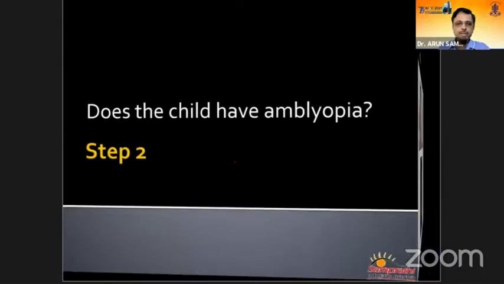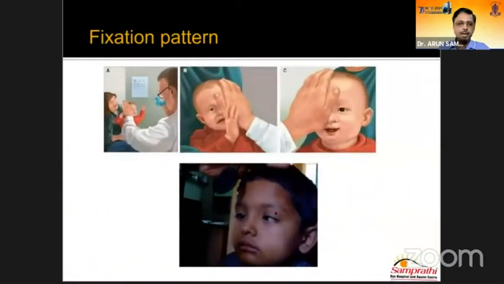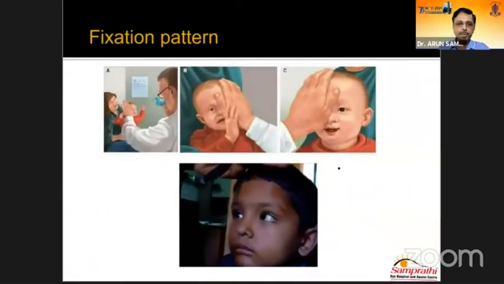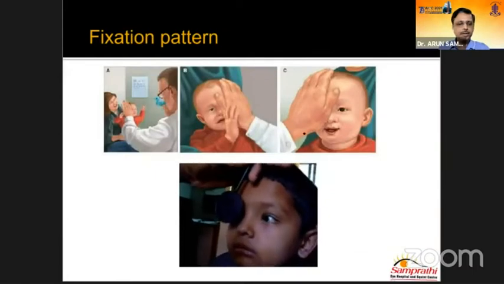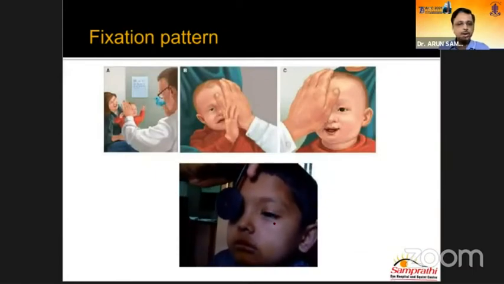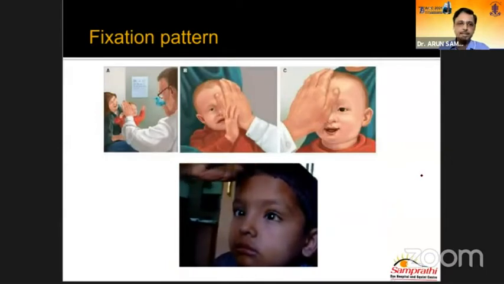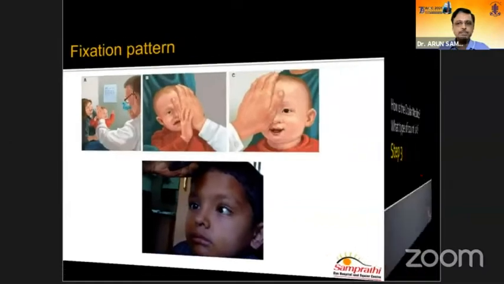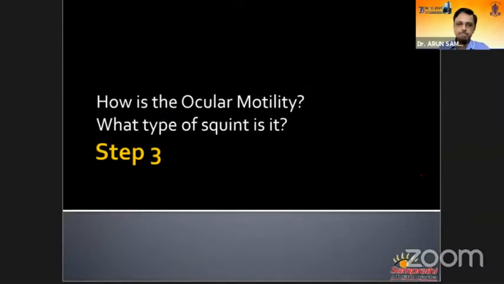Next step is to diagnose whether the child has amblyopia or not. In this, the fixation pattern is very, very important. If the child is not fixing properly, or if there is a fixation preference to one eye, then it indicates that there's a problem with the vision. Of course, in older children, it's much easier to diagnose amblyopia.